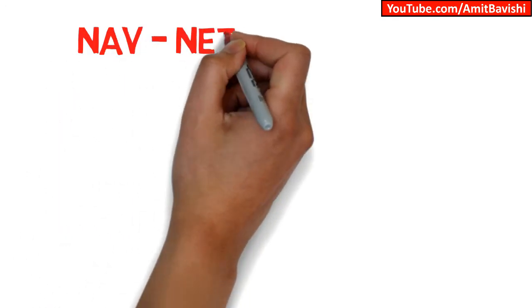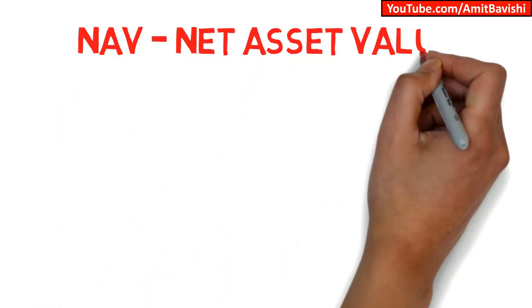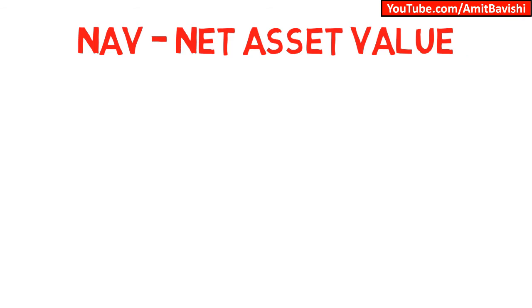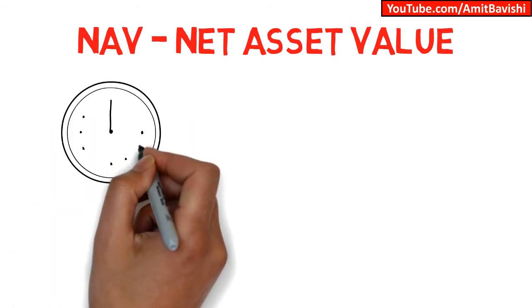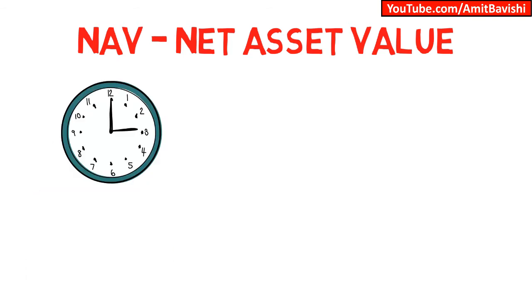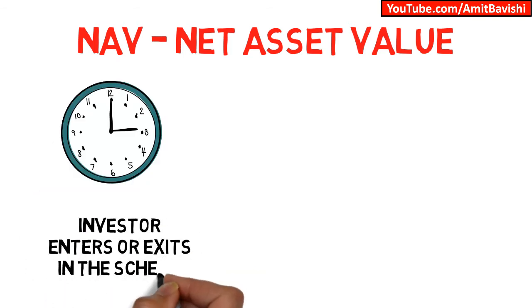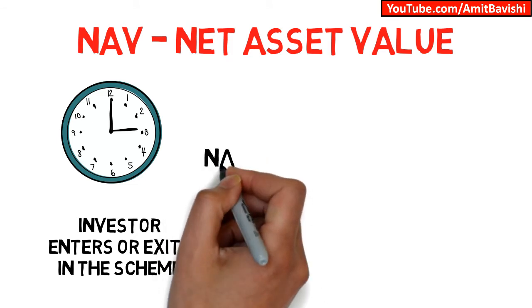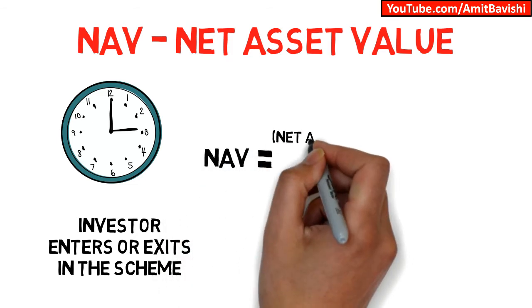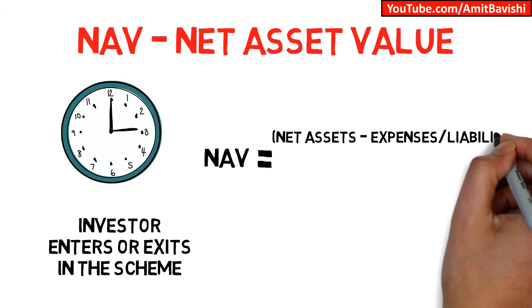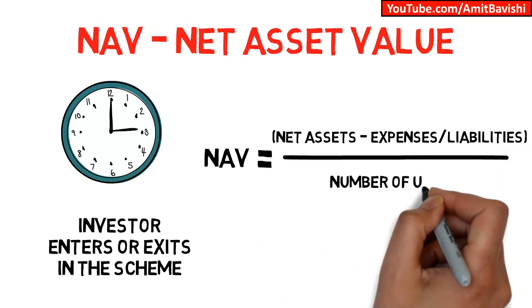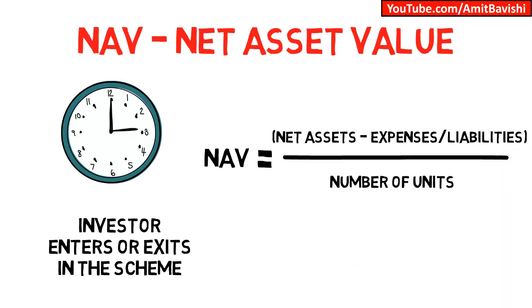Next is NAV, that is net asset value. The NAV or the net asset value is the total asset value per unit of mutual fund after deducting all related and permissible expenses. The NAV is calculated at the end of every business day. It is the value at which the investor enters or exits the mutual fund. It is calculated as net asset minus expenses or liability divided by number of units of the fund.